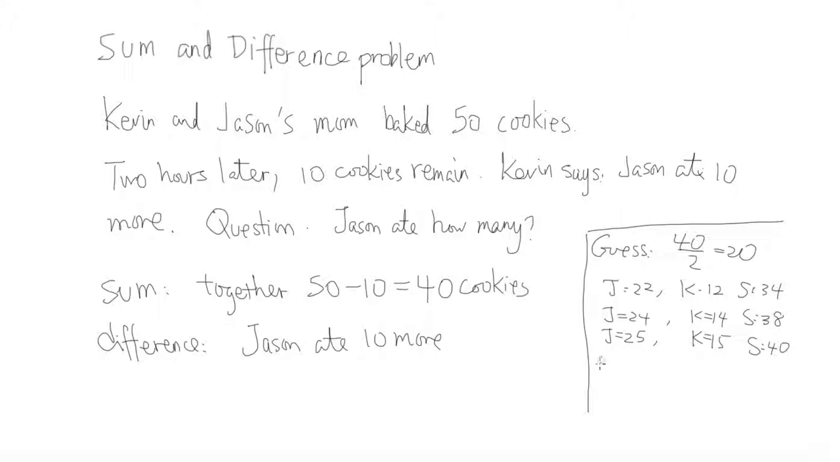If you start with, let's say, a starting guess that Jason ate 30, then Kevin will be 10 less, which is 20, and the sum is too big, 50, and you should just make the guess a little smaller. So that's the guessing method. But if the numbers are big, it will take you a while.